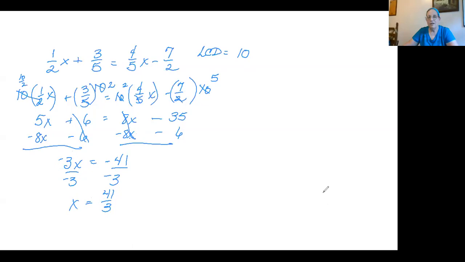And that's all you have to do to solve linear equations. Get rid of your parentheses, get rid of your fractions, sort your terms so that all of your variable terms are on one side, all your non-variable terms are on the other, and then divide by the coefficient of your variable. That'll get you down to just x equals whatever. It'll work every time.